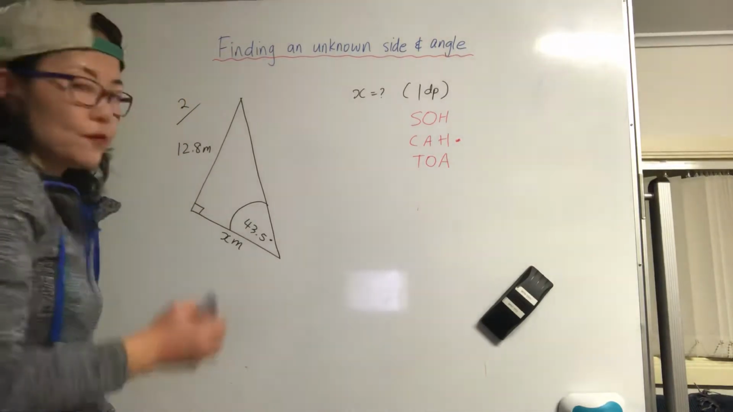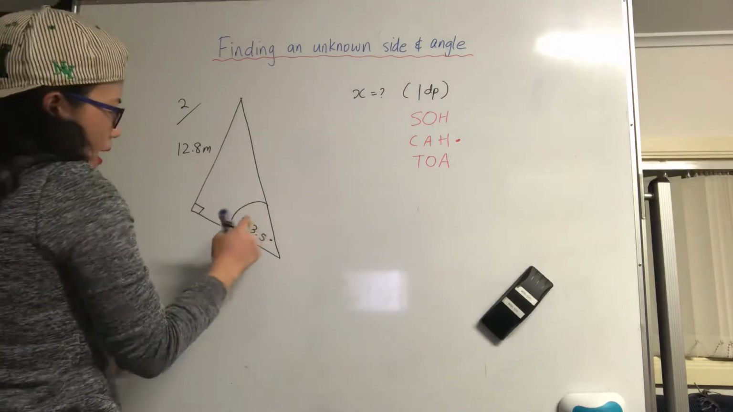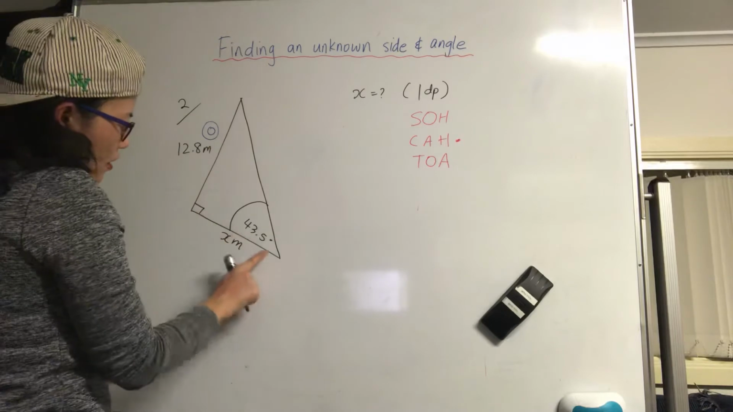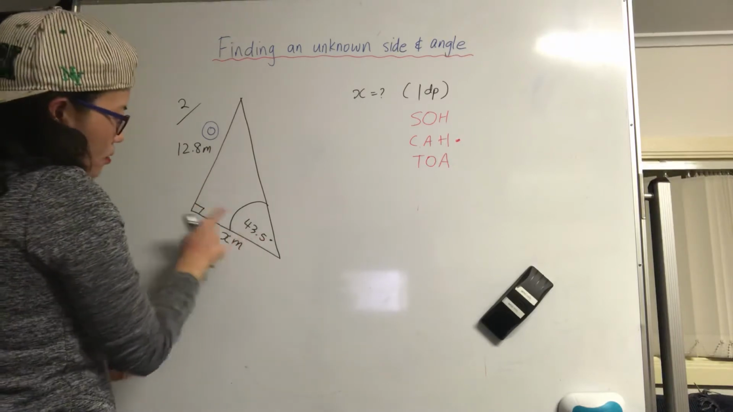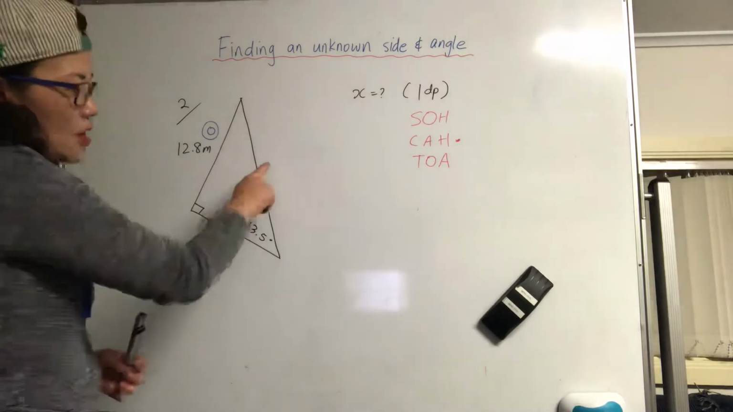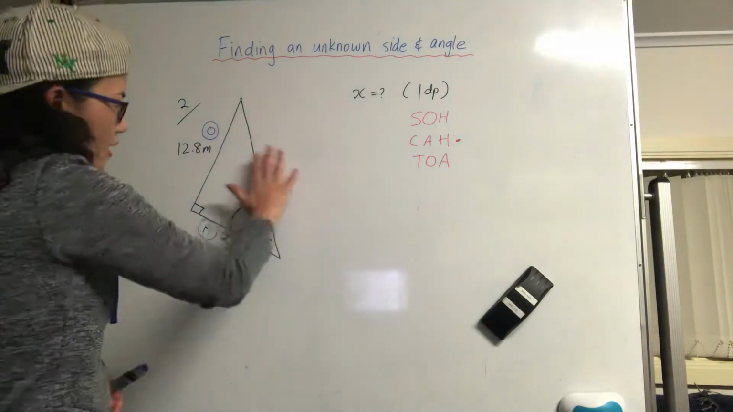So what I'm going to do, first step, we're labeling. So that's my angle, opposite to my angle is opposite, and that's my adjacent because of the side with the 2 angles. That's my adjacent. And this is hypotenuse, but I don't really need to have this one. Okay, so I'm just going to leave that one.